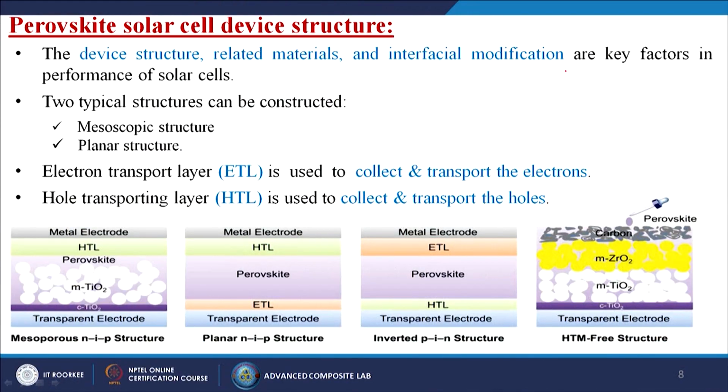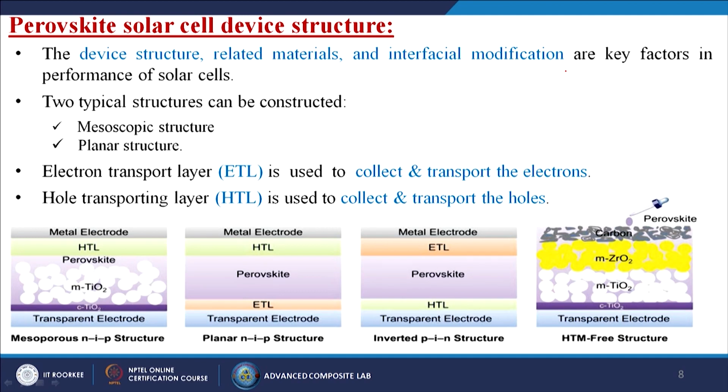Whenever we make any kind of new material, after inventing that material we do so many research studies and materials characterization, either doing some coating, doping, or making composite materials, just to enhance their physical as well as chemical properties. From this point of view, two typical structures can be constructed. One is called the mesoscopic structure, and another one is called the planar structure.